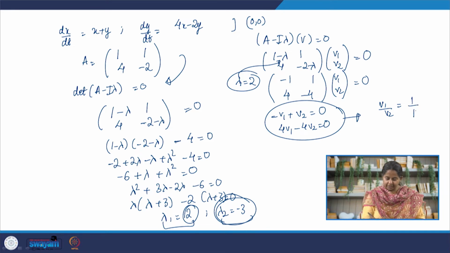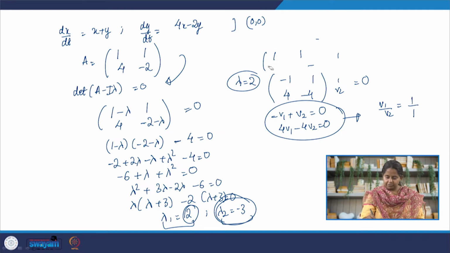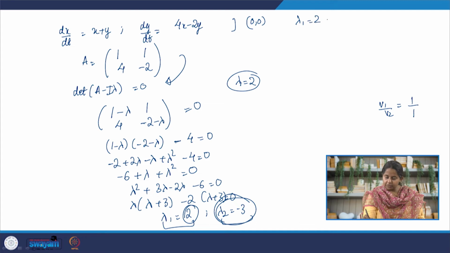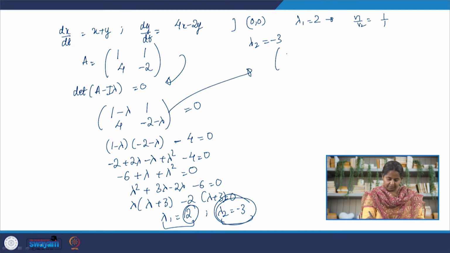Now, let us find out the eigenvector for lambda 2 is equal to -3. So, let us erase this part and find the eigenvector corresponding to lambda 2. Corresponding to lambda 1 equal to 2, our eigenvector has a non-trivial solution where V1 by V2 is equal to 1 by 1. Now, for lambda 2 equal to -3, the system will look like this.